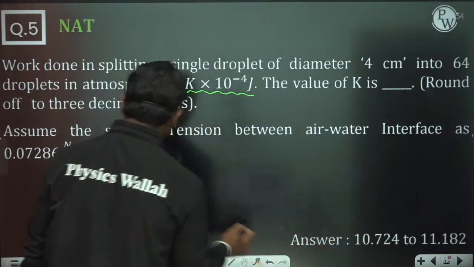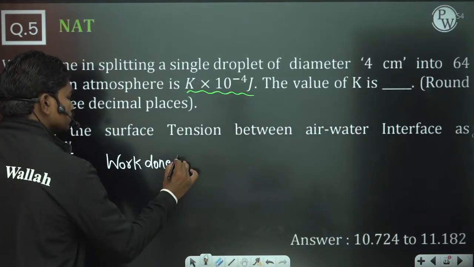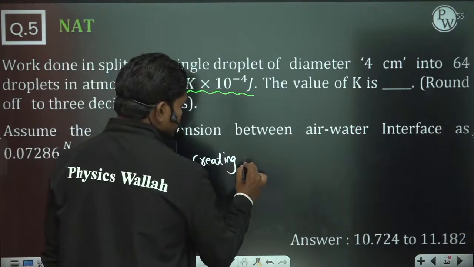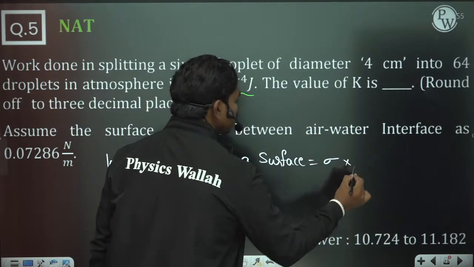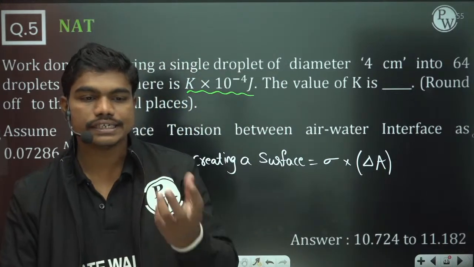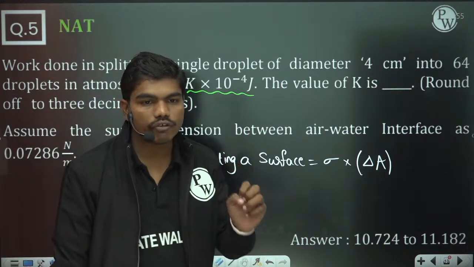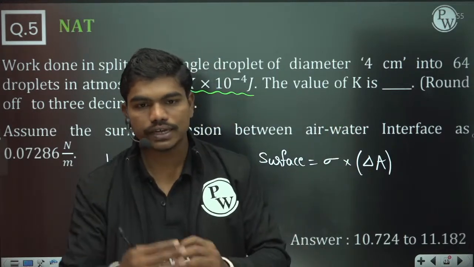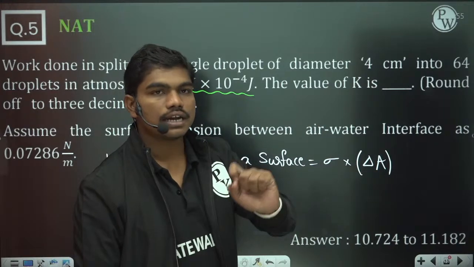So what is surface energy? What is the work you need to do? The work done in creating a surface is equal to sigma times delta A, where delta A is the amount of area which is created. Sigma is the surface tension at the water-air interface, multiplied by the amount of surface area generated. Now tell me this question.